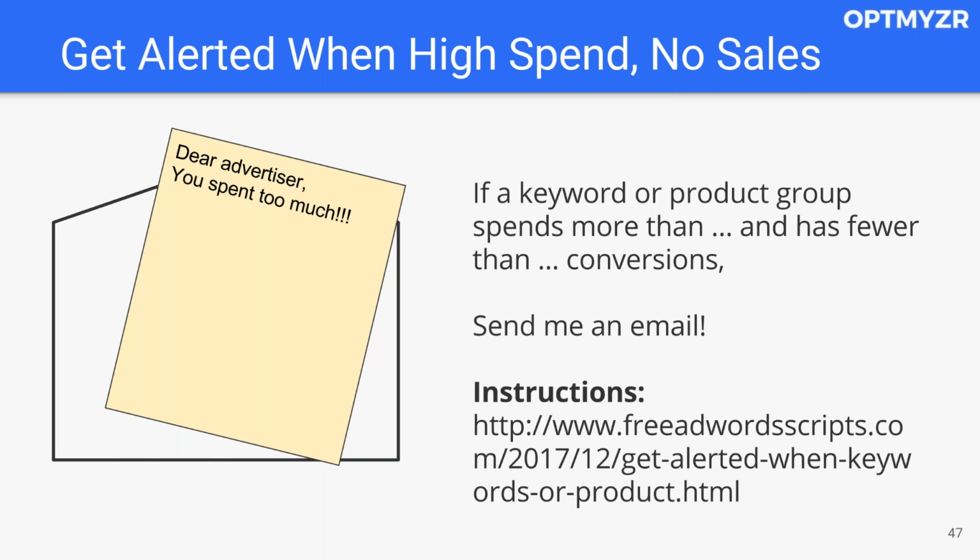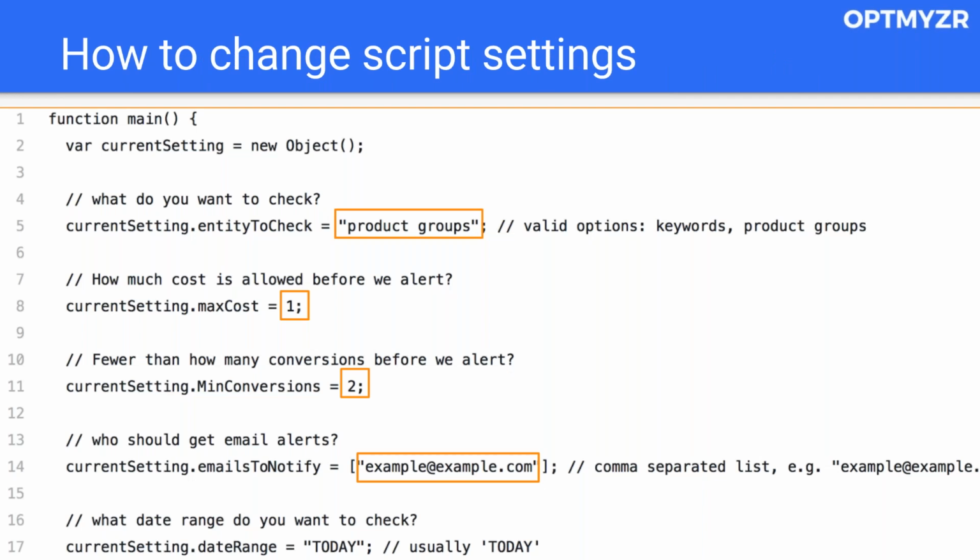Now, how do you tell this script what your spend and conversion threshold is? Here's where I want to show that it's not actually very difficult to manage these scripts. So here's the code. Yes, it is JavaScript, it is code. But at the beginning of each script, I'm putting very easy flags or settings that you can just go and type in. For what you want to check, you can put in keywords or product groups, and we tell you exactly what to put in. You change that text, and that makes it work on different types of entities. Then you see the next one, which is your maximum allowed cost, your minimum number of conversions, and the emails we should notify.